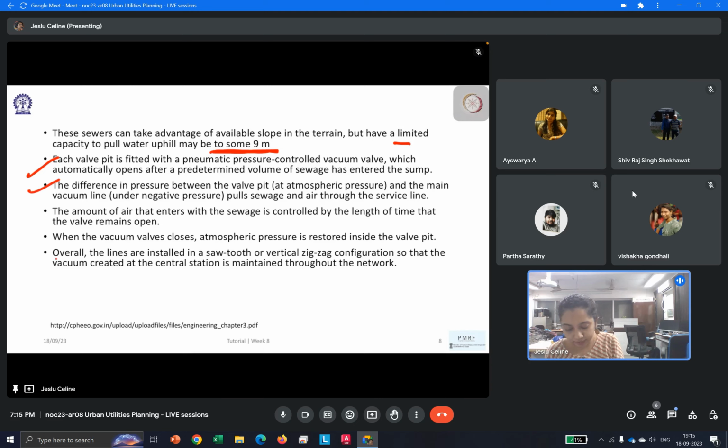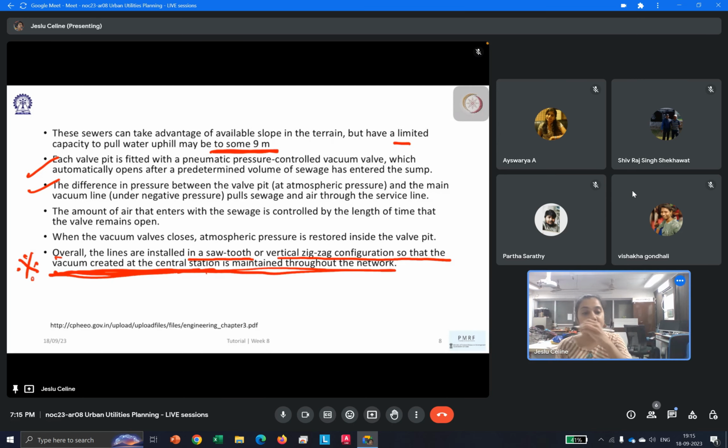So finally we have the lines aligned in a sawtooth or a vertical zigzag configuration, so that the vacuum which is created in the central station is maintained throughout the network. This is the most important point here: the zigzag configuration is what maintains that vacuum. If we did not have a zigzag configuration, and it was a straight line, then we cannot maintain the pressure difference which was there. It would immediately be lost.